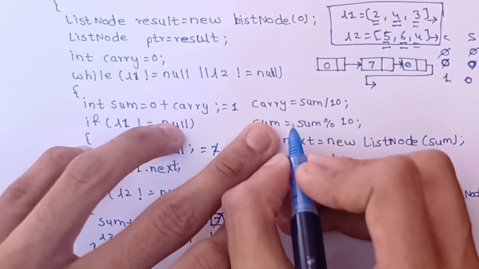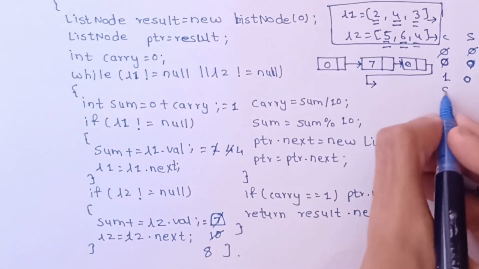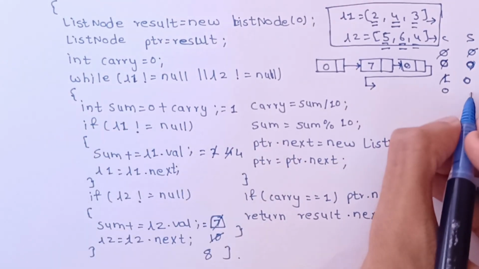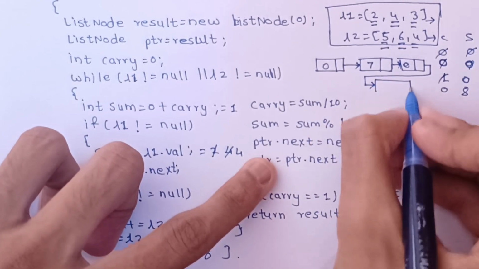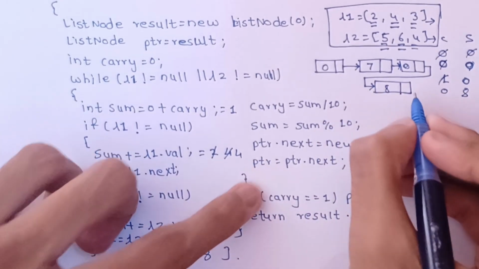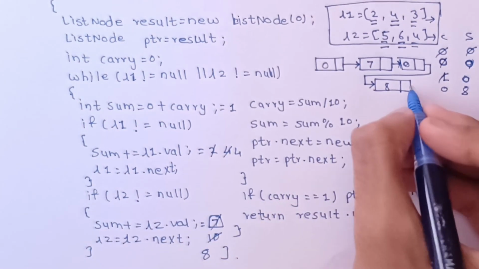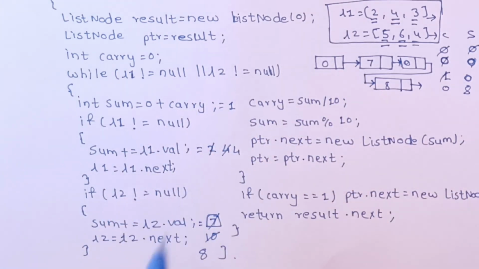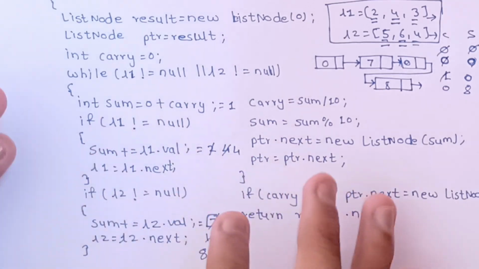Now we will move to carry is equal to sum divided by 10. 8 divided by 10, what will happen? 0. And sum equal to 8 modulo 10 will be 8, right? Now we have to create one new node and put the value in the new node as sum. Sum is 8. This is created. Now we will create one new pointer again. Now again this loop: both are null, so this while loop will not be executed and the while loop will break down.